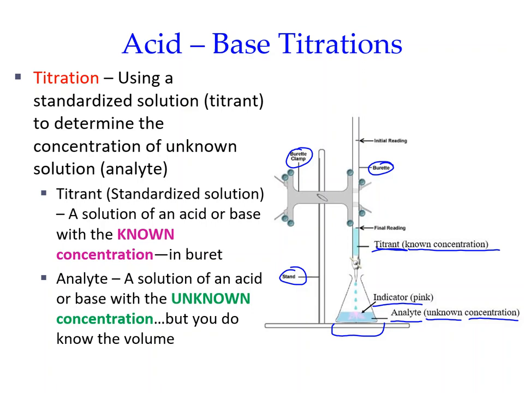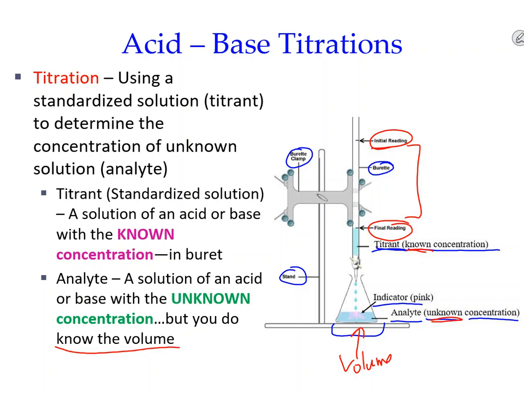Now, what you do before you begin your titration is you do an initial volume reading. You write that down and you say, this is how much I'm starting with. And then you do a final reading once you reach the equivalence point. So you know how much volume was added to the flask. And with the known concentration, then you can figure out the unknown concentration. Because do remember, you did measure the volume in here, so you do know the volume of the analyte.